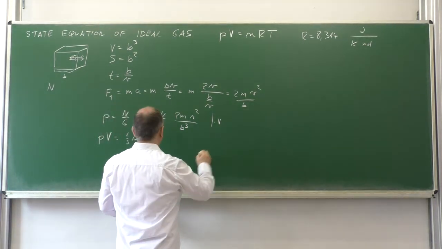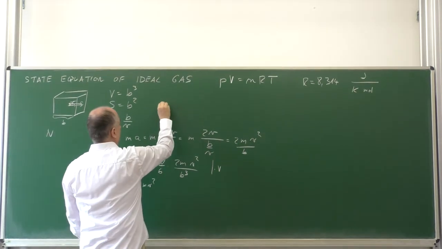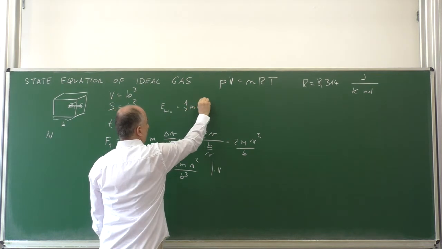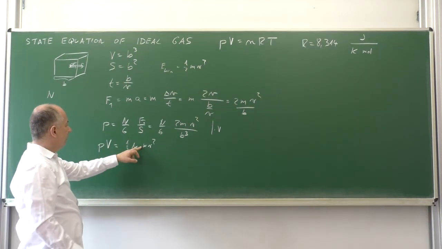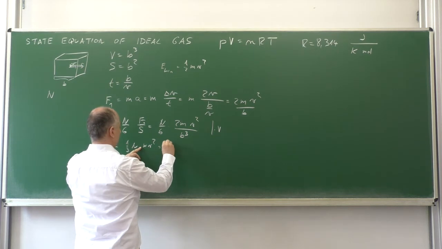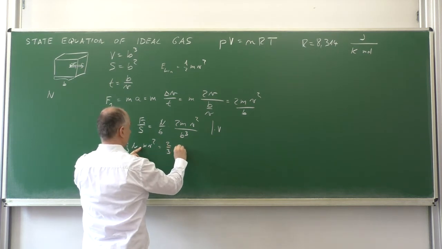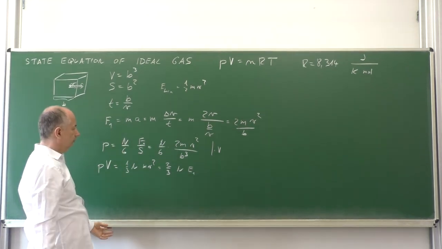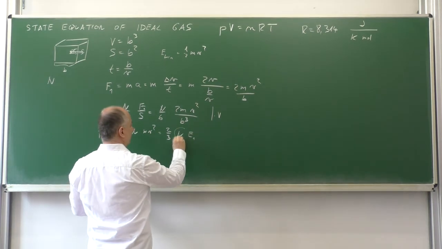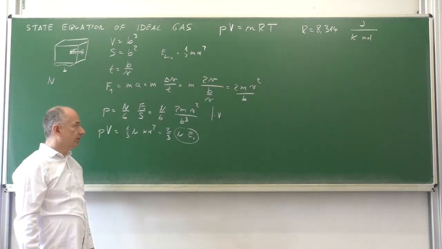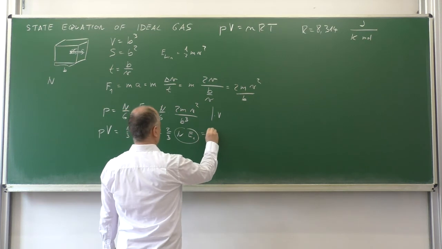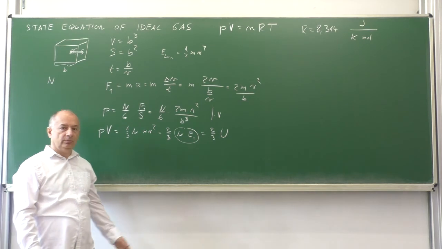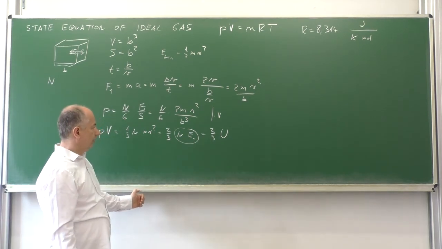But if we consider the kinetic energy of one molecule, 1/2 mv squared, then if we want 1/2, we must multiply by 2, and we have 2/3 N times the kinetic energy of one molecule. So the number of molecules times the kinetic energy of one of them is the total energy, and this is sometimes denoted by U, the internal energy of the system consisting of these gas molecules.